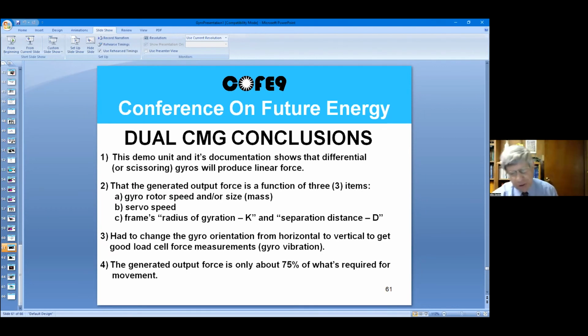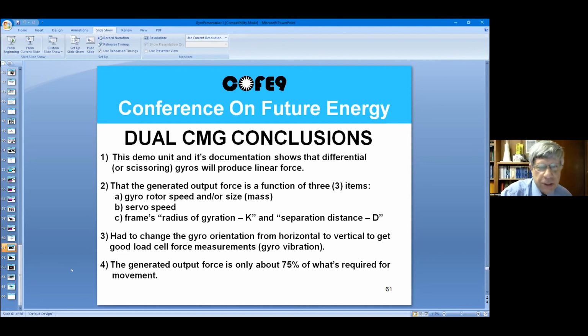Okay, then we'll do the conclusions here. The demo unit and its documentation showed that the differential or signal scissoring gyros will produce linear forces. And that force that's generated is a product of three terms. One is the size of the gyros, which is rotor speed and mass, and the speed of the servos. And then you have the inertia of the frame, which is the radius of gyration and the separation distances. So those are some of the variables you have to work with.